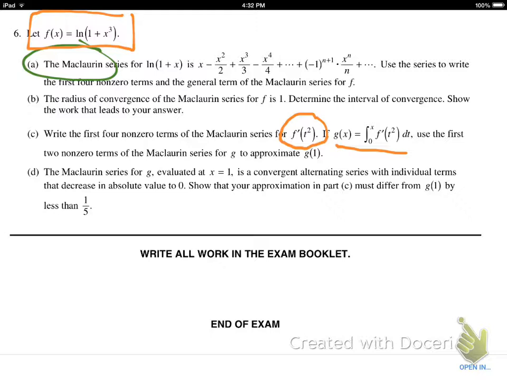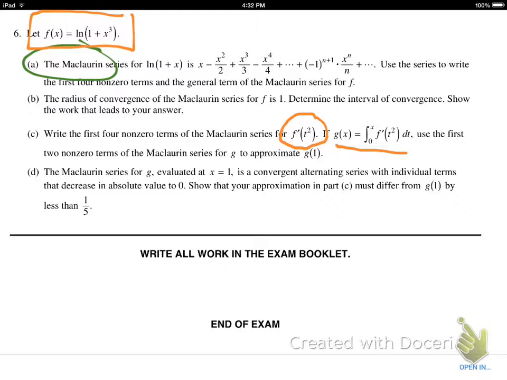So, excuse me, they're telling us that it's alternating. We saw that, okay? They're telling us that, or we could see that, but they're telling us that. They're also telling us that the individual terms decrease in absolute value to zero. With those things, excuse me for stumbling there, what that's telling us is that by the alternating series test, this alternating series will converge. They're letting us know that from the start.